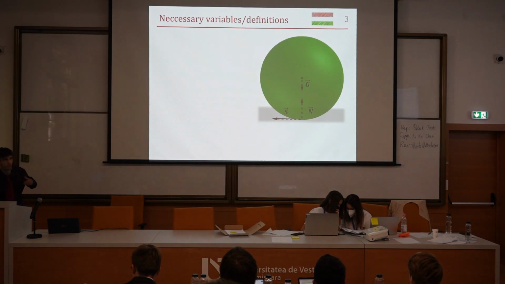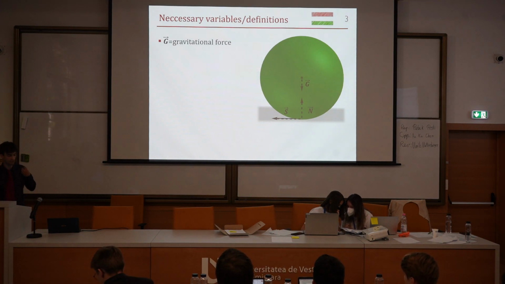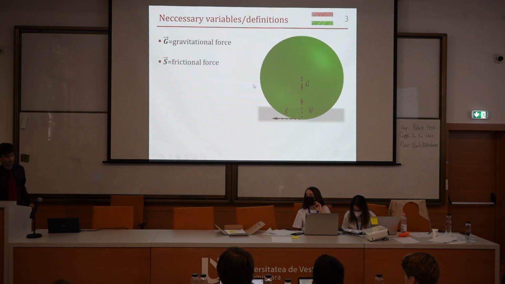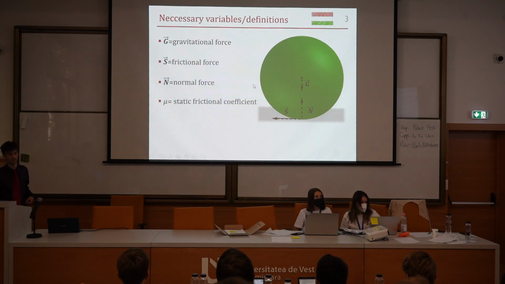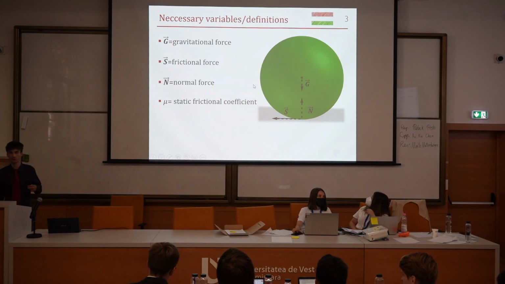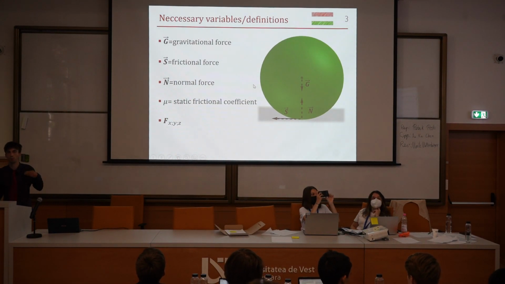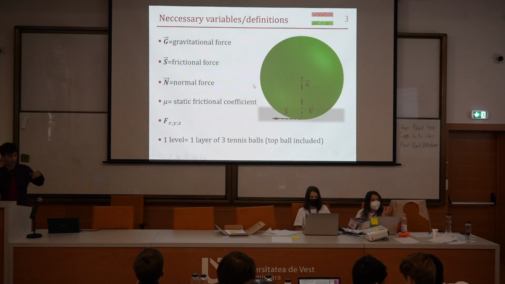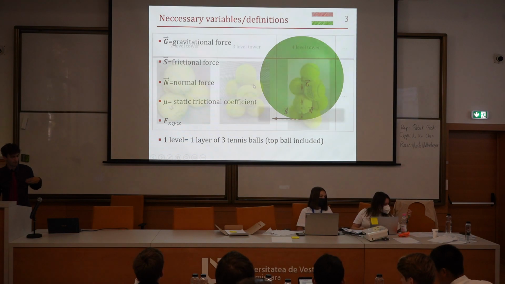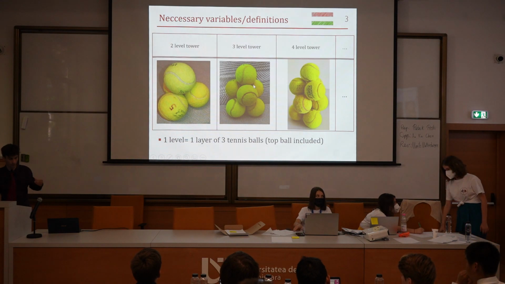Now, let's get into the theory, but before that, we will discuss a few necessary variables and definitions. Firstly, G will mean the gravitational force, S will mean the frictional forces, N will mark normal forces between the balls, mu will mark the static frictional coefficients, and F_x, F_y, and F_z will mark the x, y, and z components of forces in a 3-dimensional coordinate system. Also, by definition, one level of a tower will mean 1 layer of 3 tennis balls, and we will include the top ball as well.